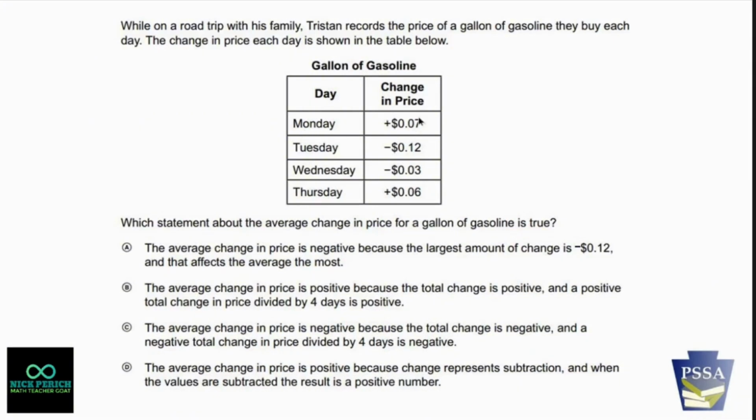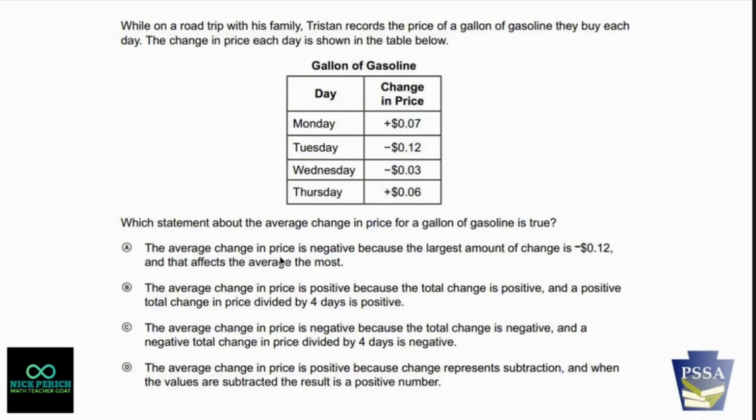So on Monday, it went up 7 cents. On Tuesday, negative, it went down 12 cents. On Wednesday, it went down 3 cents. On Thursday, it went up 6 cents. Which statement about the average change in price for a gallon of gasoline is true? Now let's look at our 4 options and see what they want us to do.